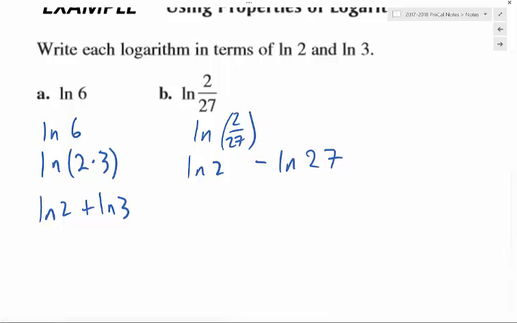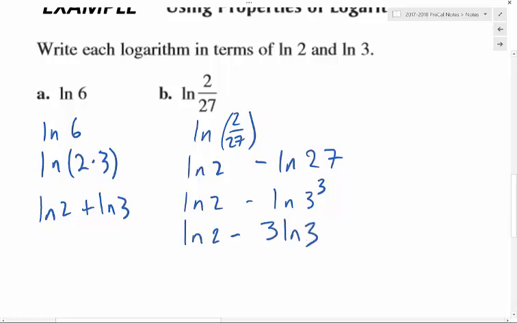Well, if I want to get it down in terms of a power of 3, I know that 3 to the third power is 27, because 3 times 3 is 9, and 9 times 3 is 27. Now, I'm not done yet. I want it in terms of natural log of 3, not the natural log of 3 cubed. So now I'm going to use my third rule, the power rule, to roll it off the log. So I get the natural log of 2 minus 3 times the natural log of 3. So what I've done is I've taken these and rewritten them in terms of another logarithm.